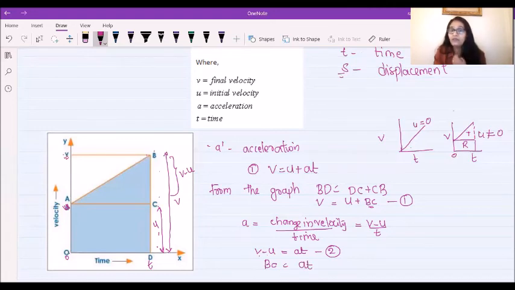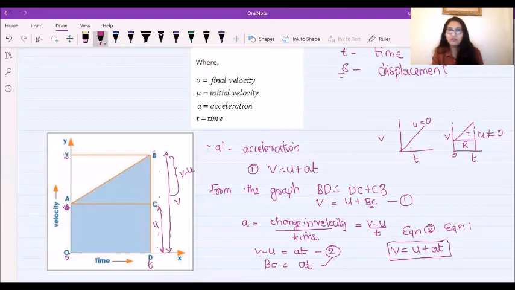Okay. Now if I put equation 2 into equation 1, what will I get? I will get V is equal to U plus at. You can derive this in different ways. I am just showing one of these methods. If you want, from here itself you can write a is equal to change in velocity divided by time, v minus u. If you rearrange this, you will get the same result.